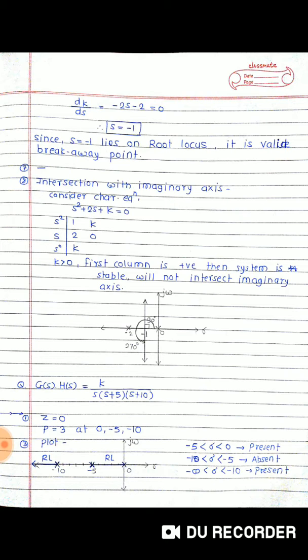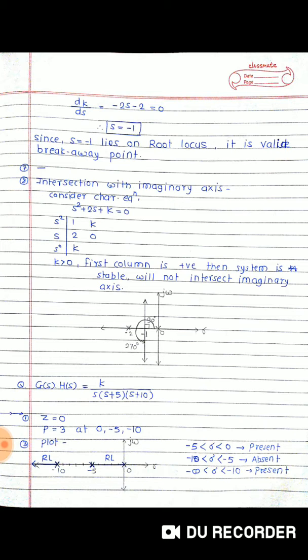Next, step number 7: if we get complex roots, we have to find the breakaway point, angle of arrival and angle of departure. This is not for our example, so we will skip that step.